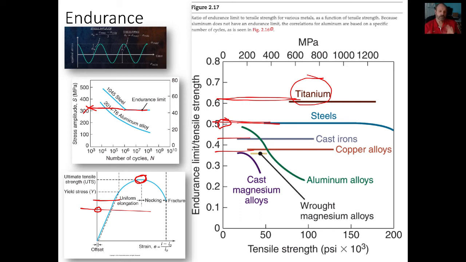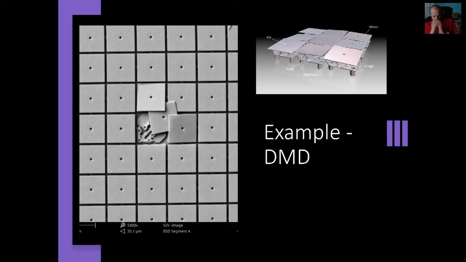So you can pick materials too, if you have that choice as a designer, to meet your endurance divided by tensile strength criteria. So here's another example where we talk about fatigue. And that has to do with the digital mirror device. If you're not familiar with it, the DMD is the core element for watching digital movies in movie theaters now.